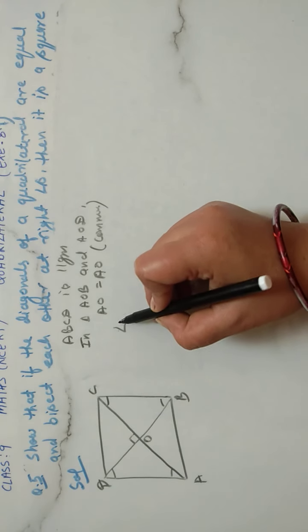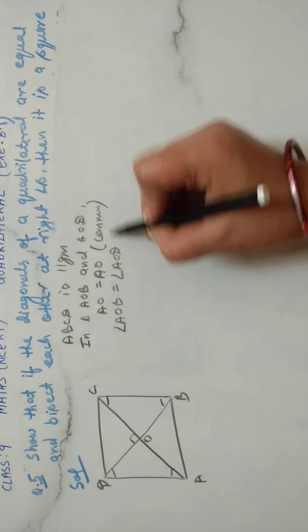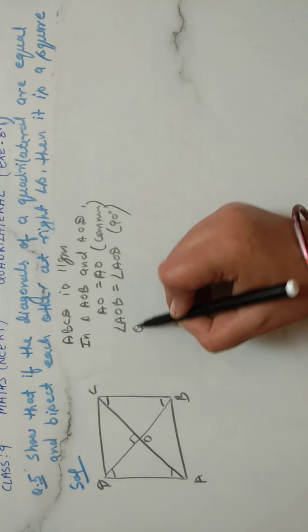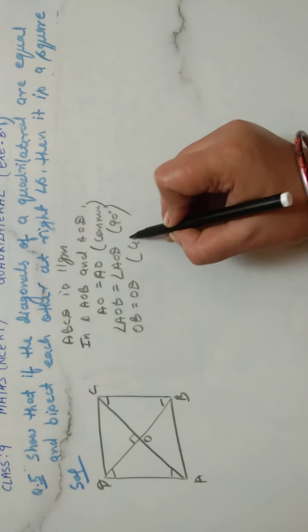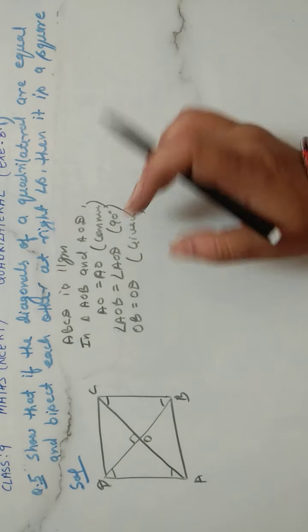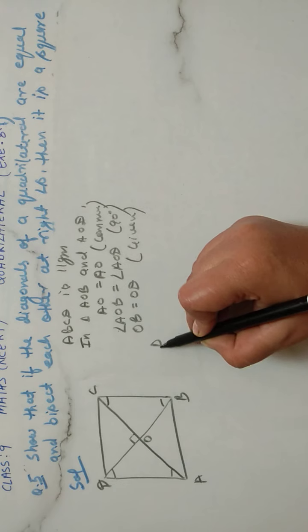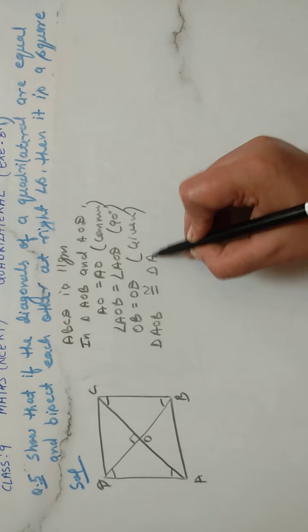Just see what the other thing we are having. We are having angle AOB is equal to angle AOD. The reason is given to us, 90. Third, we are having OB is equal to OD. This is also given to us. So we are having three things as equal. So these two triangles, which two triangles? Triangle AOB is congruent to triangle AOD.